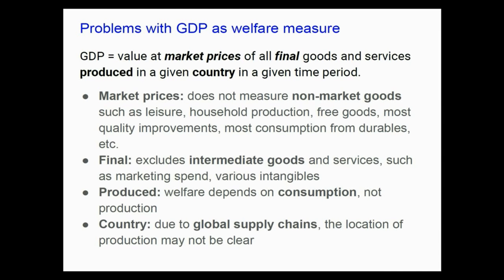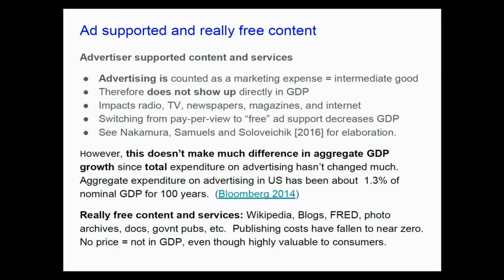Produced, well, welfare depends on consumption, not on production. We don't necessarily care about what's being produced, but what's being consumed when we look at welfare. And finally, we have this great deal of complexities introduced by global supply chains because the location of production may not be clear. And sometimes that's conceptual, and sometimes it turns out to be just difficulty in acquiring the necessary numbers.